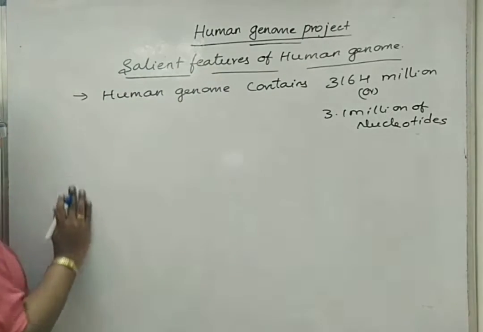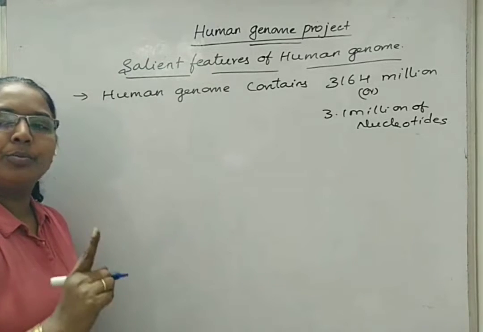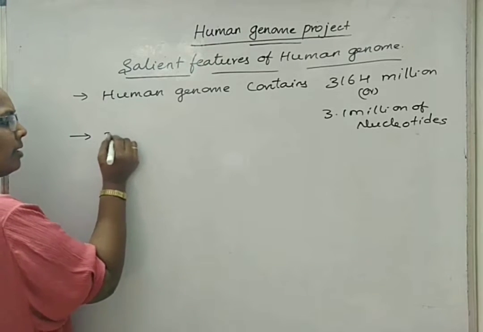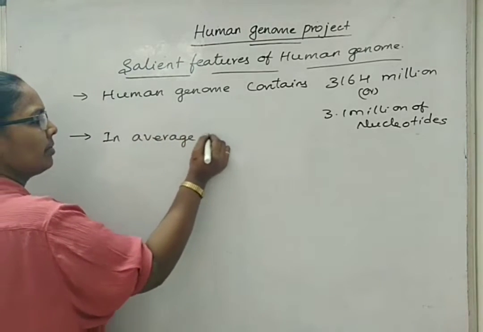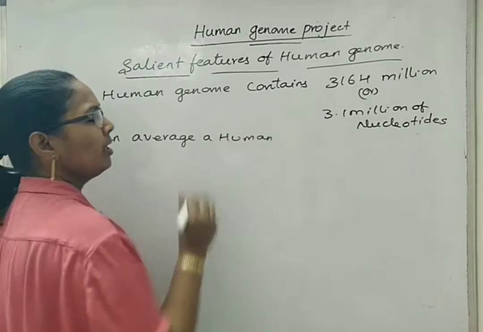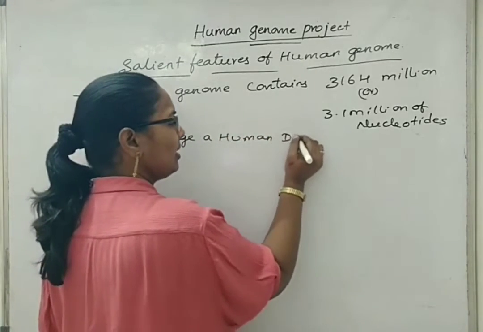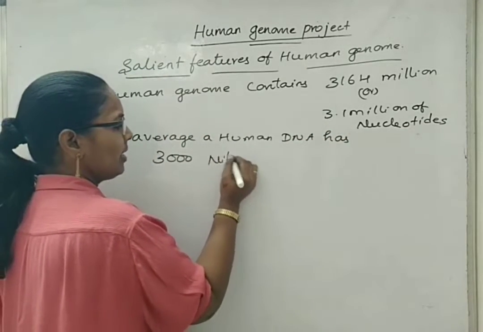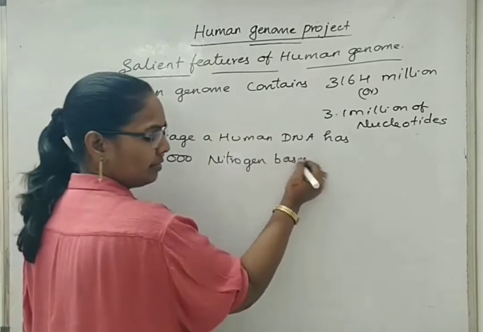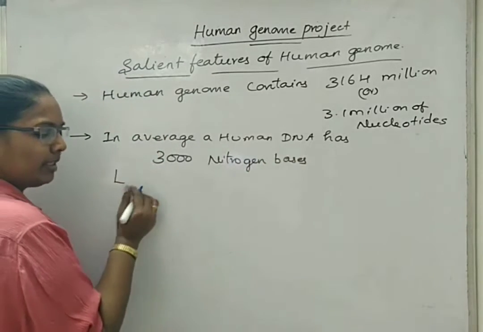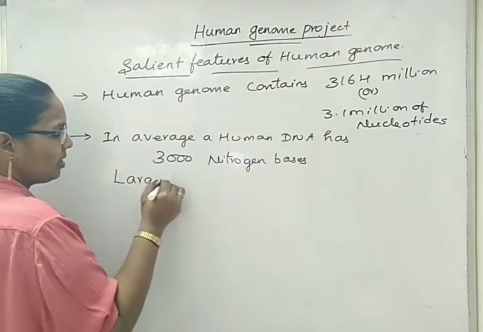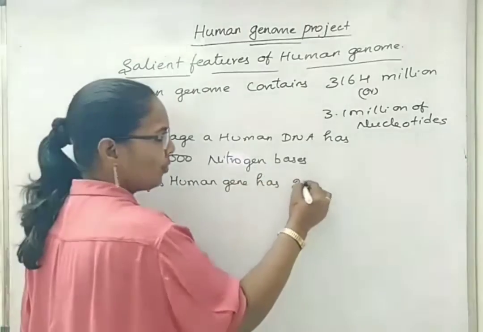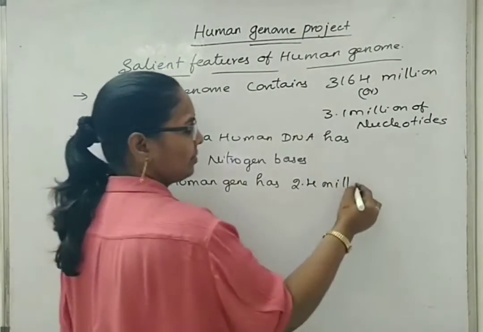And also, an average human DNA has 3000 nitrogen bases. On average, a human DNA, I'm not talking about the genome word here, has 3000 nitrogen bases. The largest human DNA or gene, the largest human gene, has 2.4 million bases.